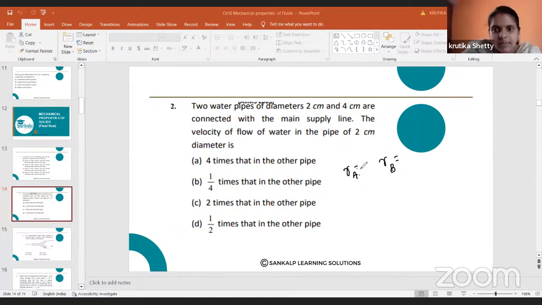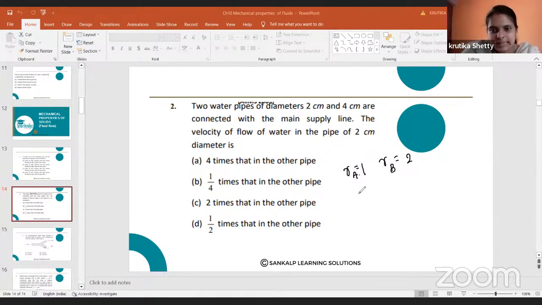They have given the diameter, but I need the radius. For the radius we have to divide by 2. So 2 centimeter divided by 2, RA will be 1 centimeter. 4 centimeter divided by 2 is 2 centimeter. I hope it is clear. Therefore the radius of pipe A will be 1 and the radius of pipe B will be 2.